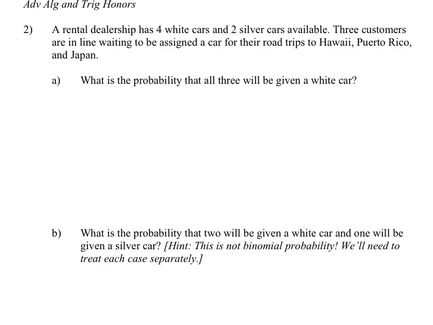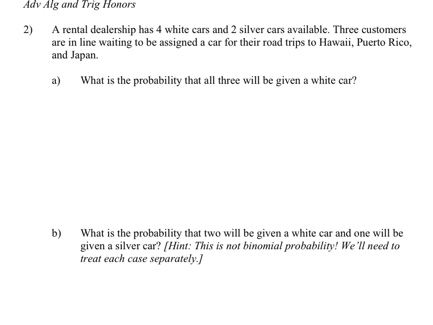Number 2, a rental dealership has 4 white cars and 2 silver cars available. 3 customers are in line waiting to be assigned a car for their road trips to Hawaii, Puerto Rico, and Japan. A. What is the probability that all 3 will be given a white car? This is dependent probability, because once a car is taken, it is taken. It's not available anymore. So the next person up has less cars to choose from.